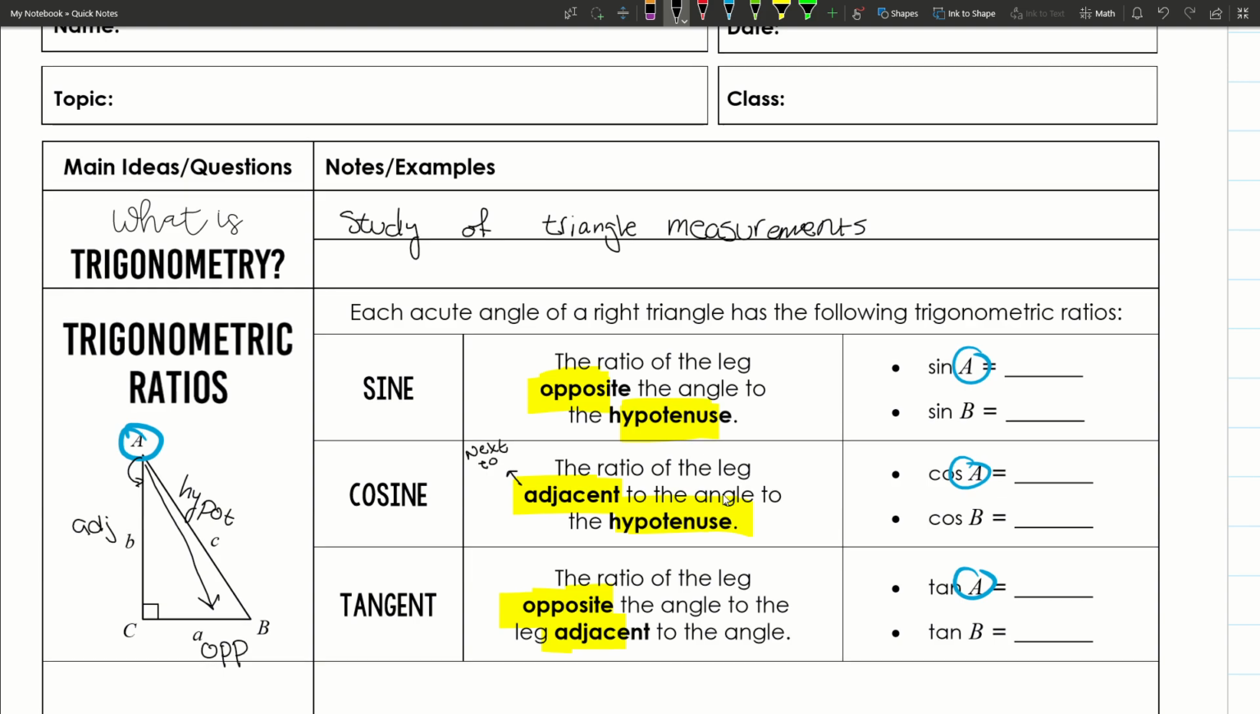We said sine is opposite over hypotenuse, so that means A goes on top and C goes on the bottom. Cosine is adjacent, or next to, over our hypotenuse, so that's our B and our C. And our tangent is our opposite and our adjacent, A over B.